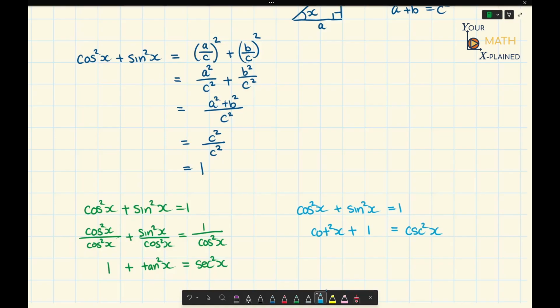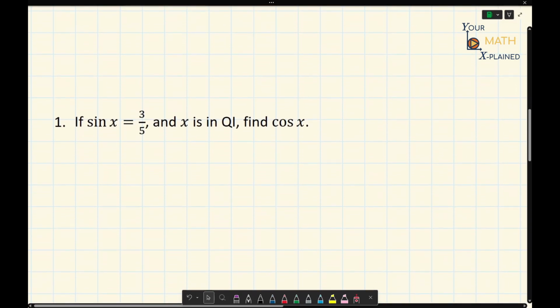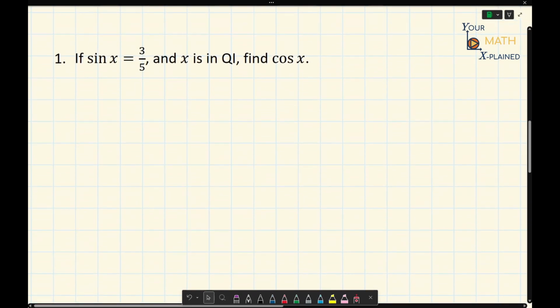And like I mentioned earlier, the only one that you need to remember is the first one, because the other two can be easily derived. Next, we're going to take a look at how we can use these identities to make our lives easier.